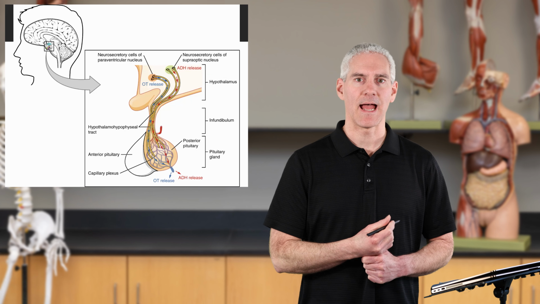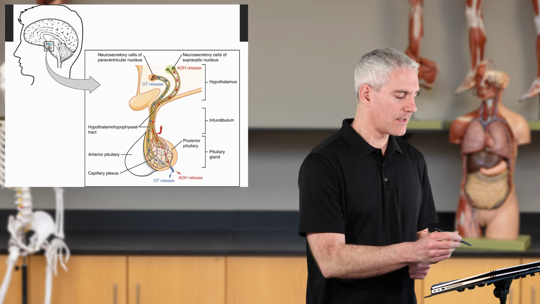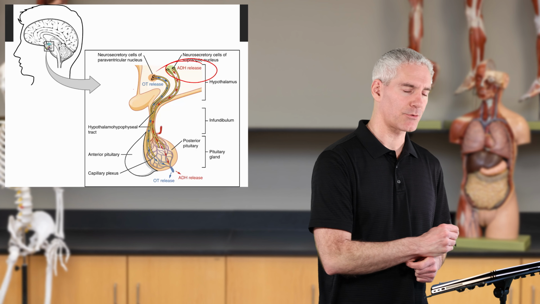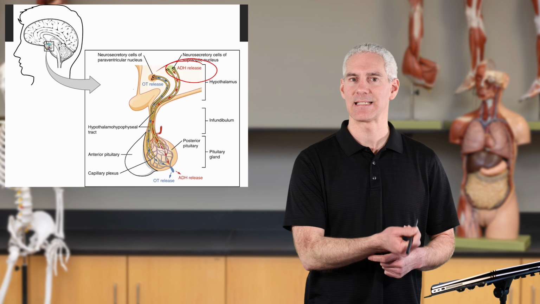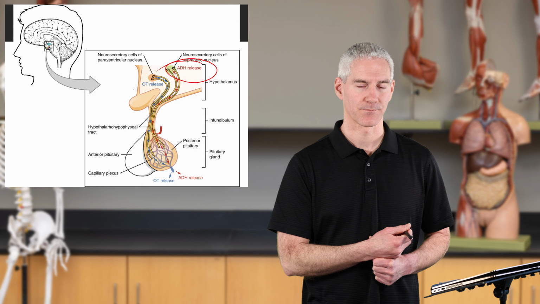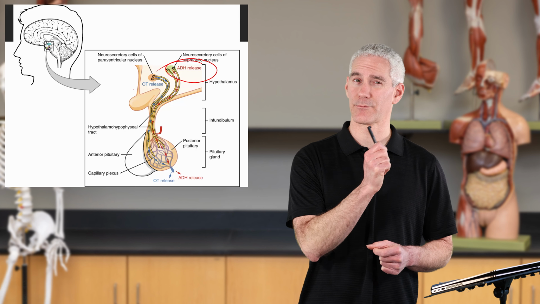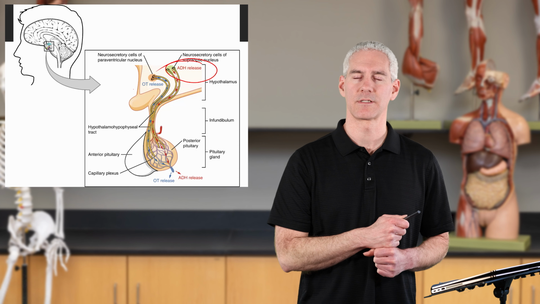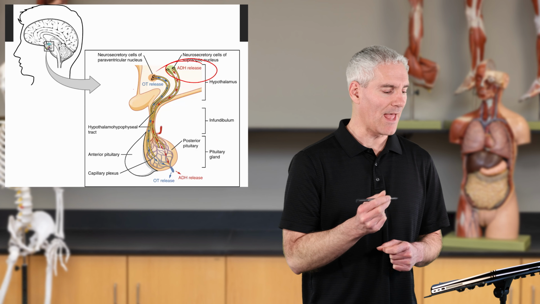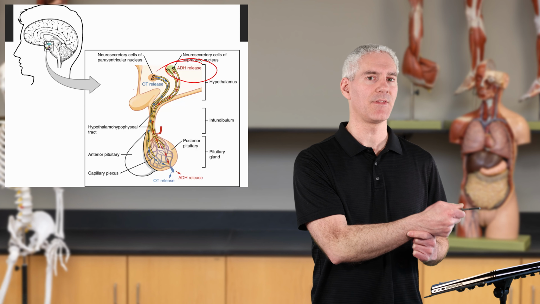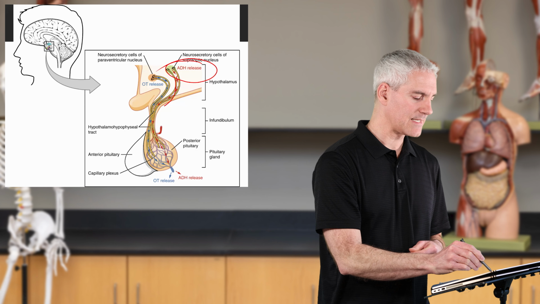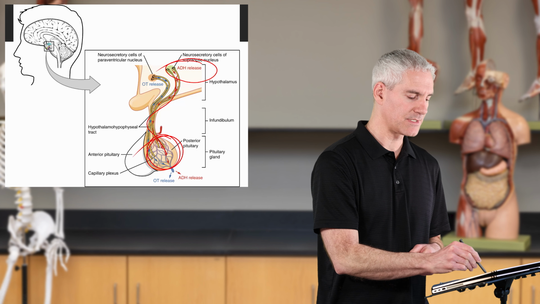So here's a little look at the pathway here. Now notice you have ADH released. That's going to be your antidiuretic hormone. That is produced in the hypothalamus. Hopefully that rings a bell back from when we looked at the nervous system. And that is produced in the hypothalamus, but sent down into the posterior pituitary.